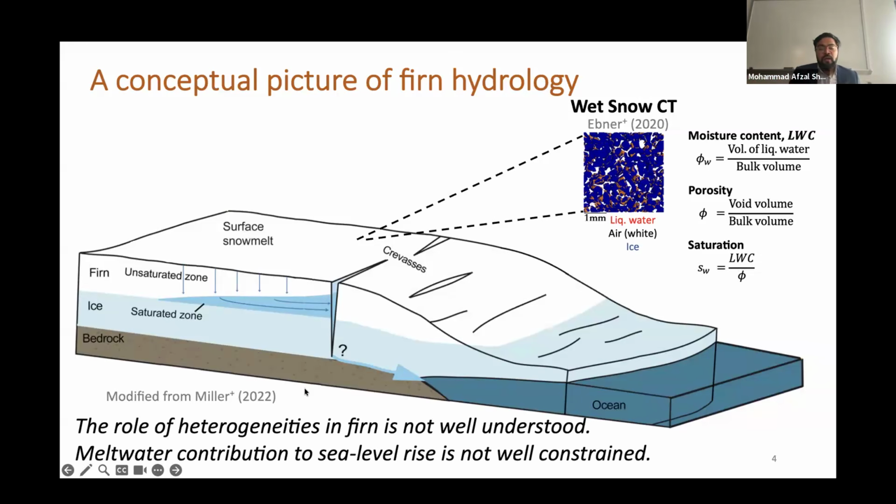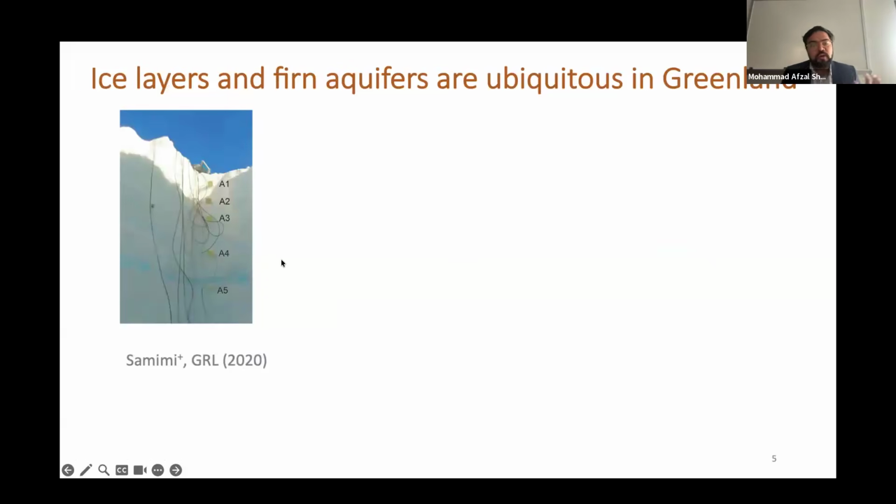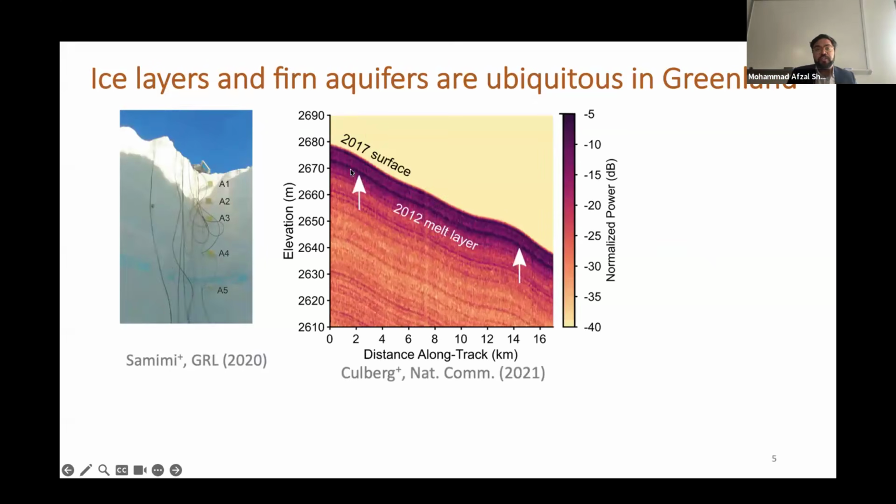Unfortunately, we do not know how heterogeneities in firn properties, such as porosity, affect the transport of meltwater. In fact, models such as NASA's Ice Sheet System Model do not consider most of this dynamics. If you go and take a flight to Greenland and dig a pit, you would see these bands, blue bands of ice called ice layers, that do not allow water to go past them. These ice layers can span several kilometers, as shown here by this radargram.